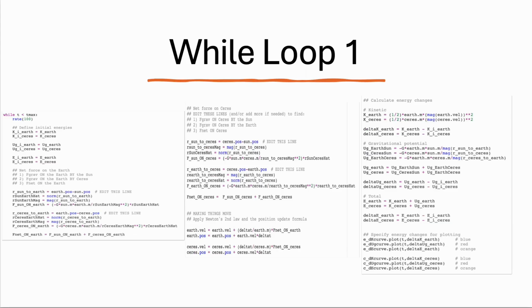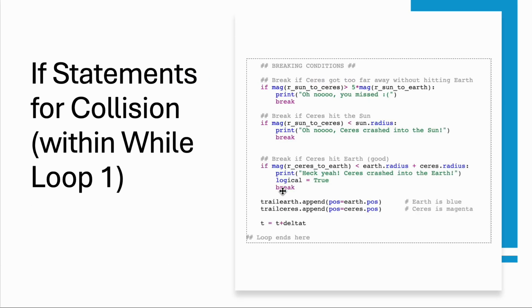So in the first while loop, we defined the initial energies first, found the net force on the Earth and the net force on Ceres, used that to apply Newton's second law and the position update formula, and then calculated the energy changes, as you can see there. It continues just like that until it hits one of these if statements, these breaking conditions.